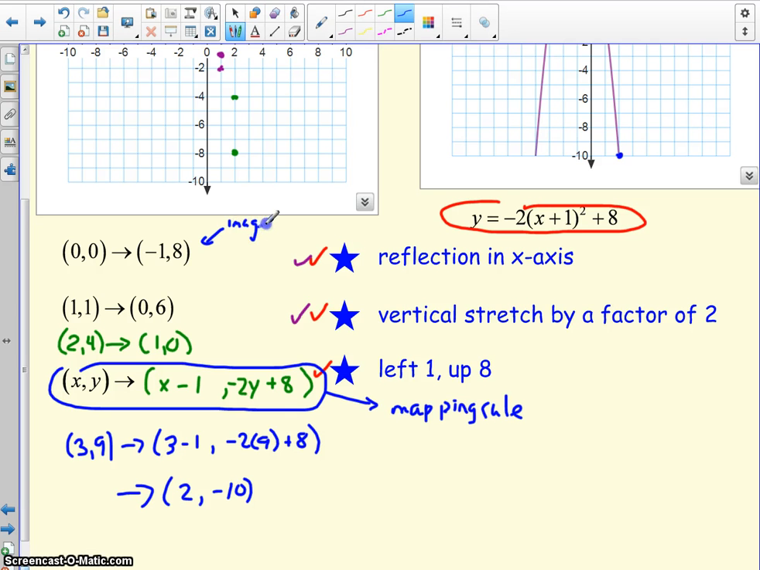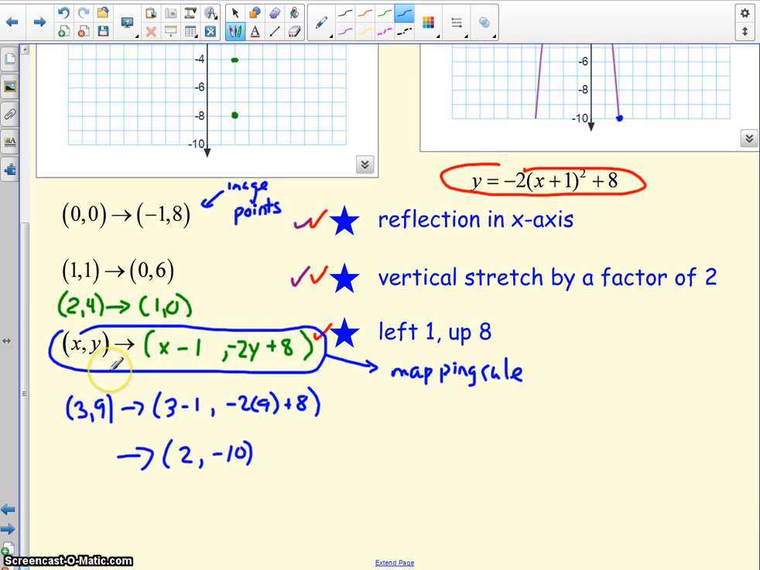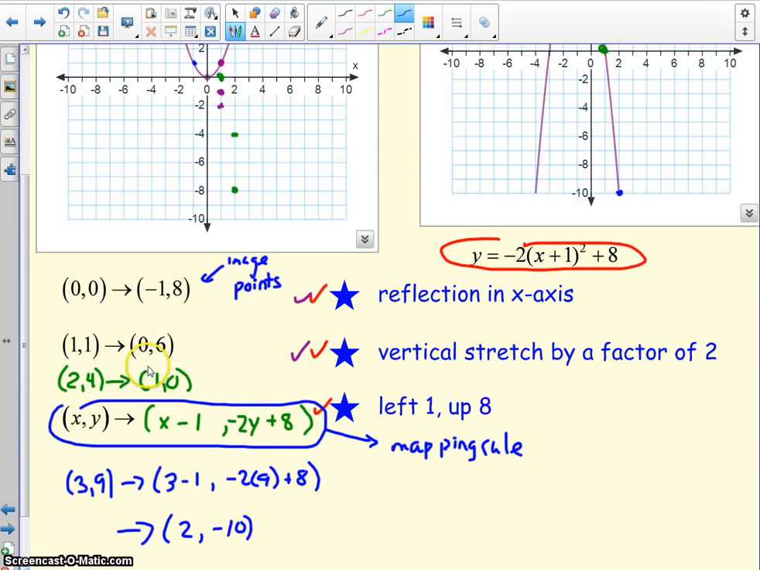Okay, so those are the image points of the original points that we had from y equals x squared. Now, coming up with a mapping rule, hopefully, if we look at the mapping rule and look at the equation it came from, we can start to see a pattern as to where the different values came from. If you see here, if we look at our transformation, we're moving left 1, well that told us the x minus 1 part of our mapping rule.